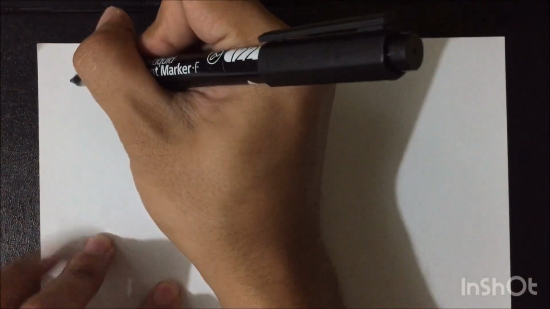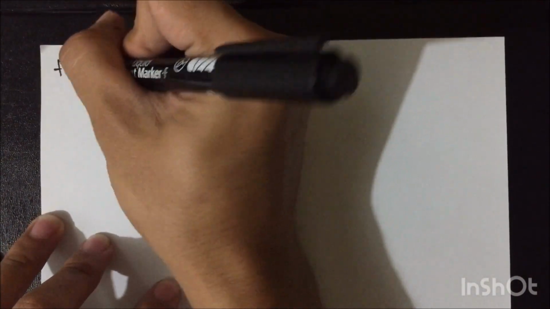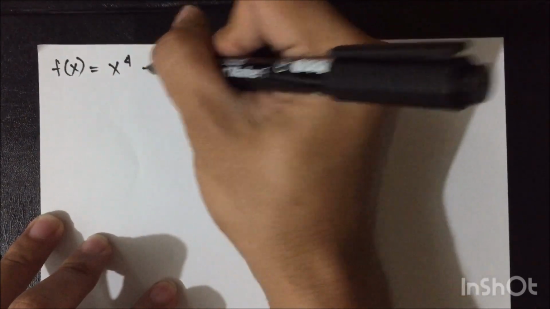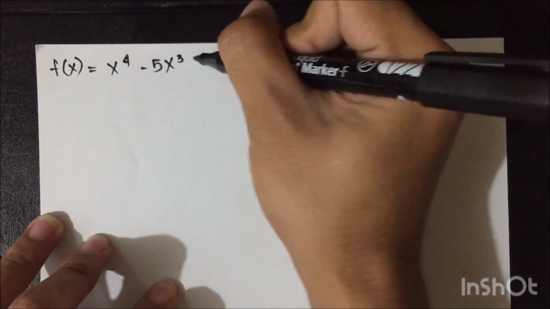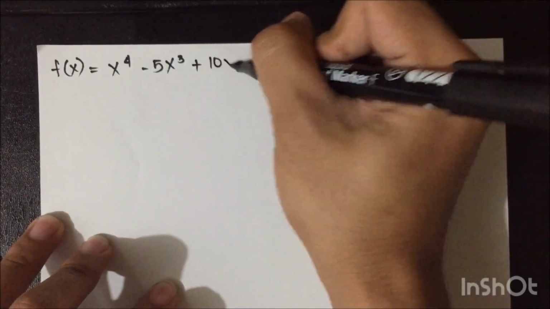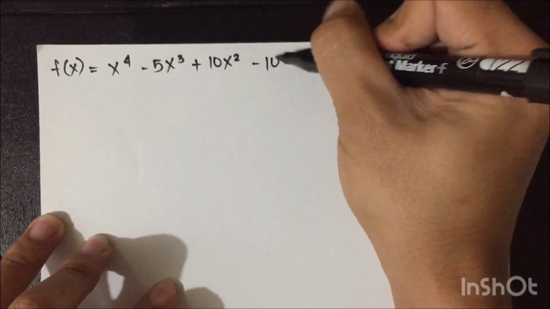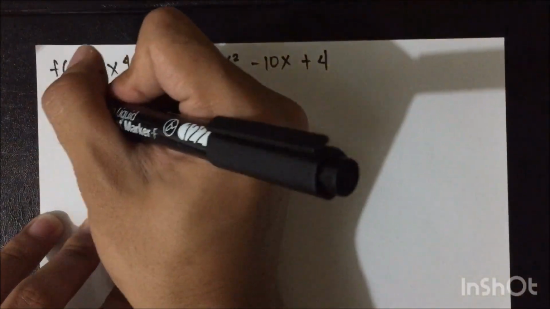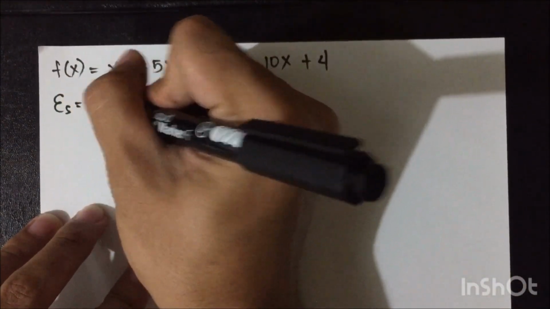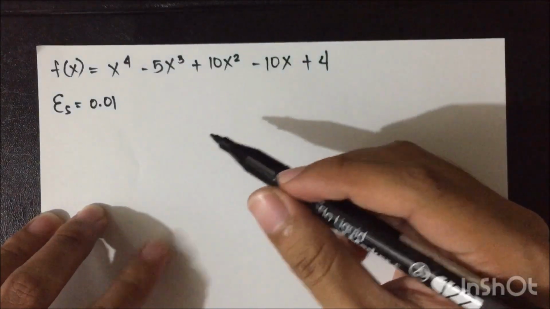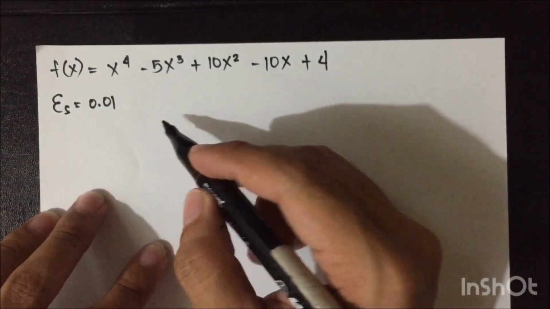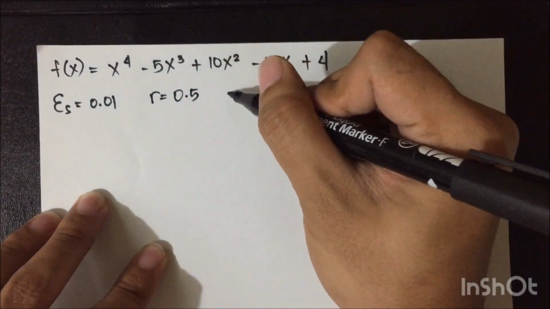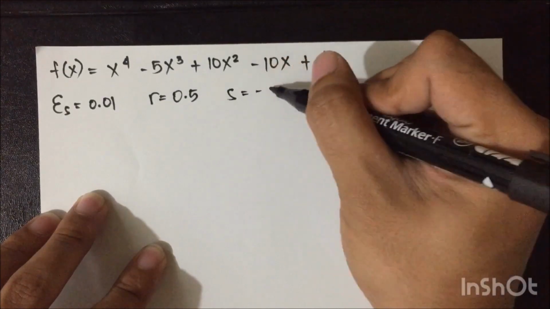Okay, so sa example natin, meron tayong f of x is equal to x raised to 4 minus 5x cubed plus 10x squared minus 10x plus 4. At meron tayong stopping criterion na 0.01. So, unang step natin ay mag-guess tayo ng initial values for r and s. Meron tayong 0.5 for r and then s na negative 0.5.